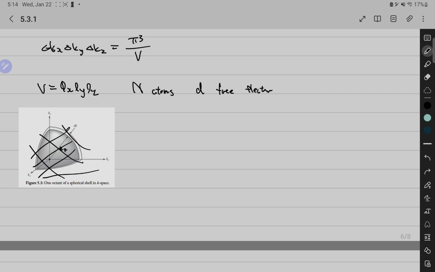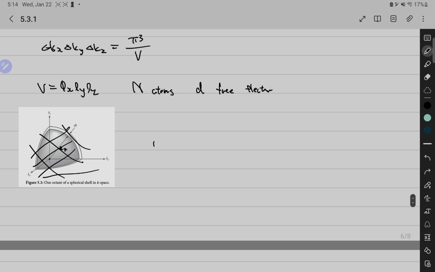So the volume of the Fermi sphere in k space is the volume of one octant of a sphere, which mathematically is given by 1/8 times 4/3 pi r cubed. In this case, our r is the Fermi wave vector, so the radius is going to be kf. So this is going to be 1/8 times 4/3 pi kf cubed. That's what's going on here.